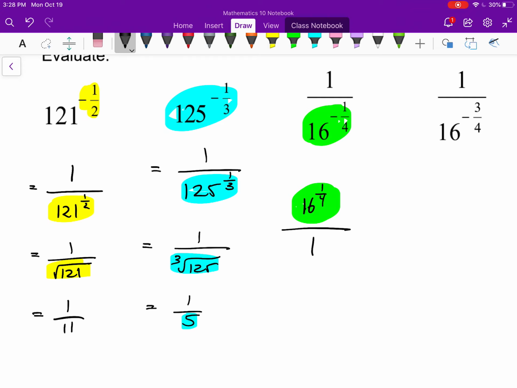So I could say it like this. Now I don't really need that over 1, so I'm going to erase that in a moment. And again, we saw that all the time before. A negative exponent in the denominator is the same as a positive exponent in the numerator. So since I don't really need that over 1, let me just erase that. And then I have 16 to the power of 1/4.